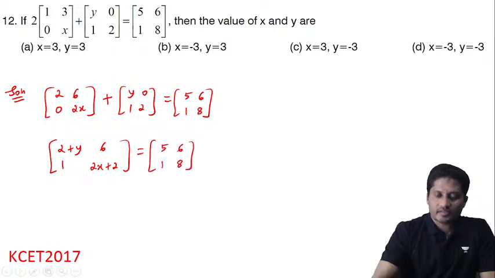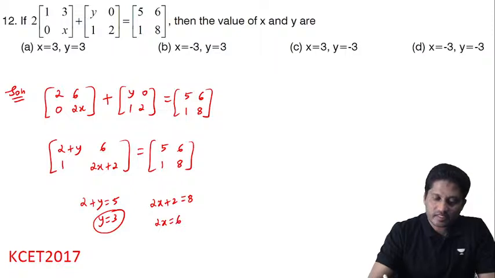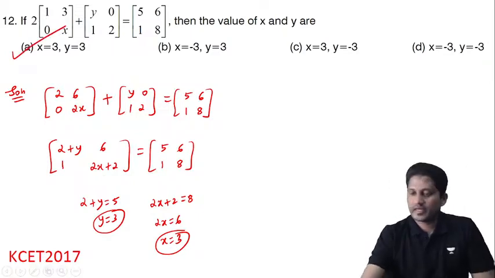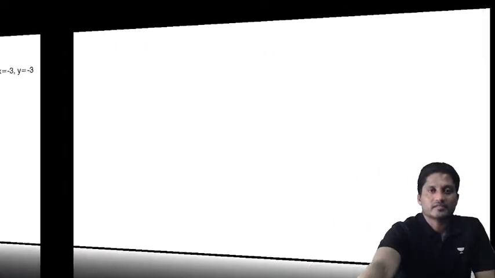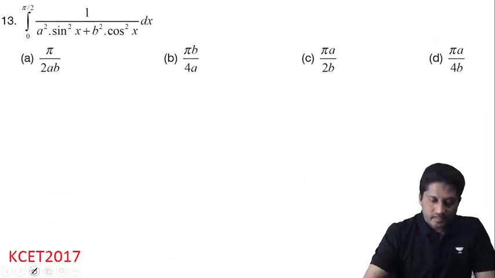Now if I equate, you will get 2 plus y is equal to 5, which means y is equal to 3. And 2x plus 2 is equal to 8, so 2x is equal to 6, x is equal to 3. So x is 3 and y is 3. The answer is option A, right? Let's move to the next question. Okay, just a sec, guys.